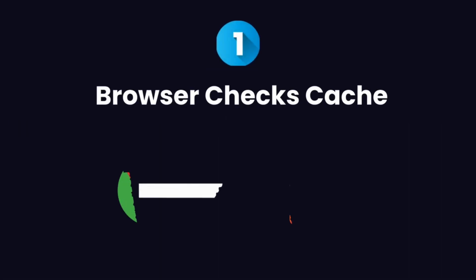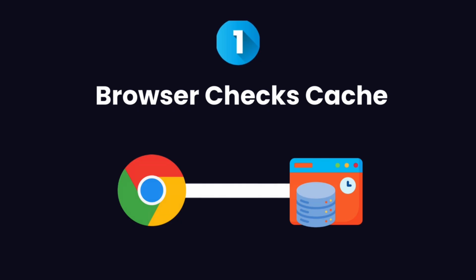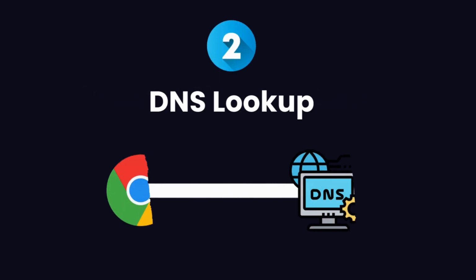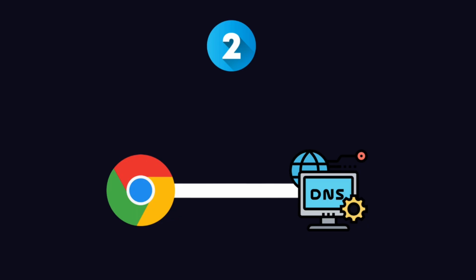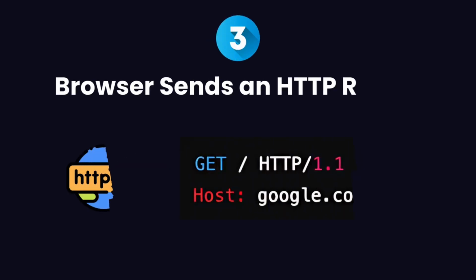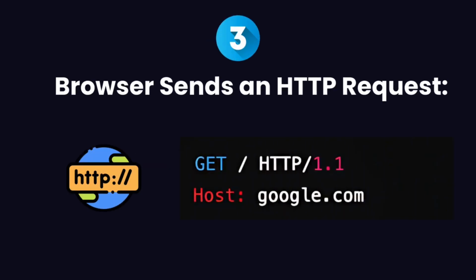Before making a network request, the browser checks its cache to see if it already knows the IP address or has a stored version of the page. If the cache doesn't have the IP, the browser asks a DNS server. Now that it has the IP, the browser sends a request. This request asks for the home page of Google.